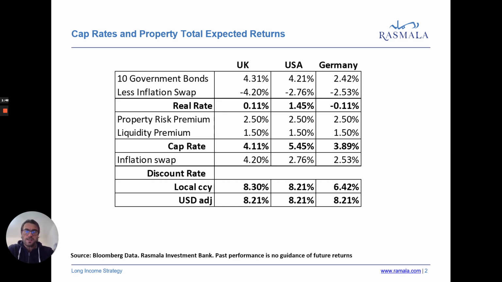Just to clarify, what is the potential reason for downside pressure on property valuations? So let's read together this table. First of all, I have taken the 10-year government bonds for the UK, USA, and Germany. But then I subtracted from those the 10-year inflation swap rate. Why? Because I want to see the real rate of return.